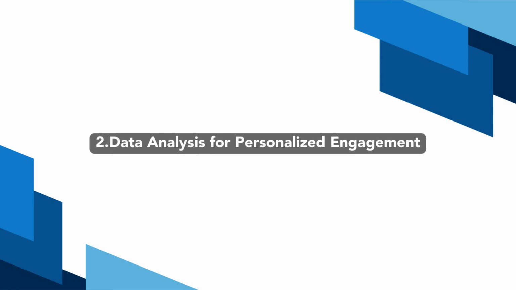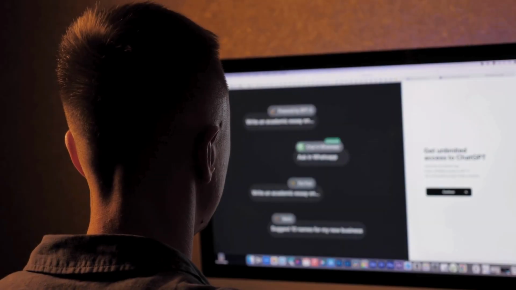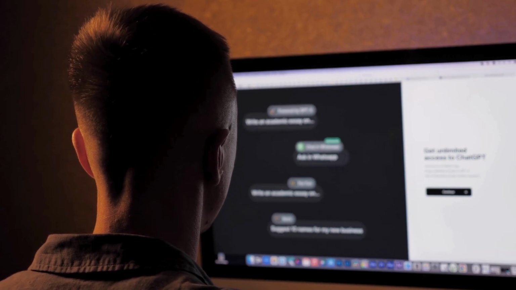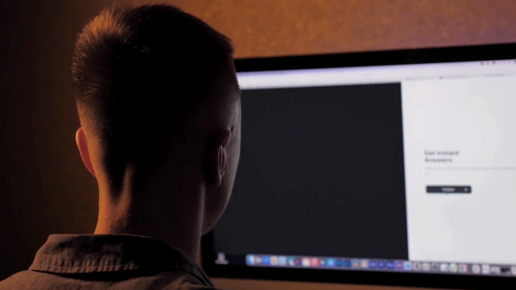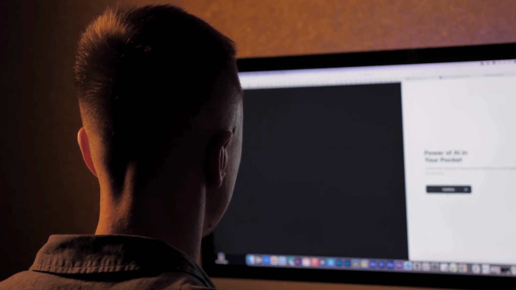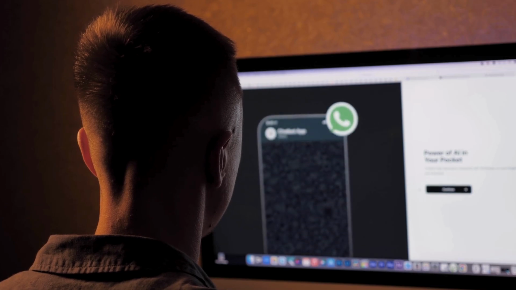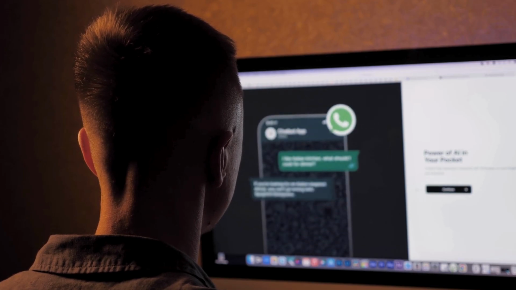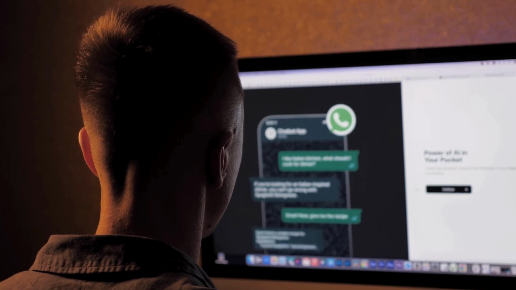Data analysis for personalized engagement. AI can analyze data from previous KOL interactions to identify patterns and preferences, allowing MSLs to tailor their engagements to the specific interests and needs of each KOL. This personalization leads to more meaningful and impactful conversations.